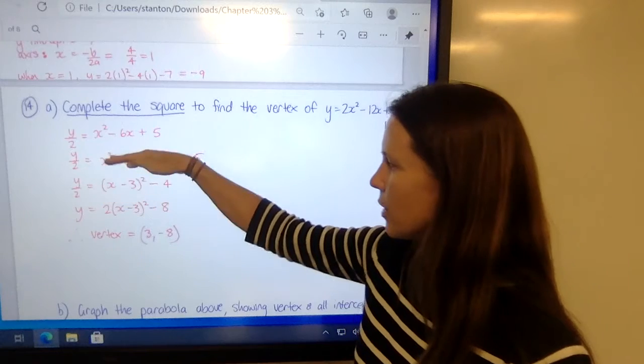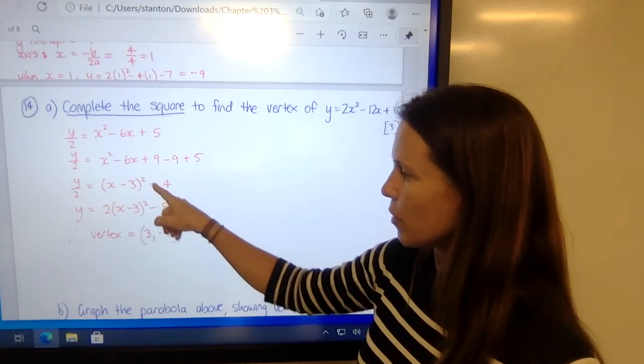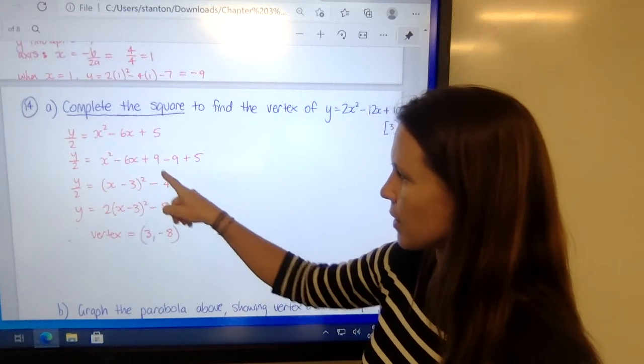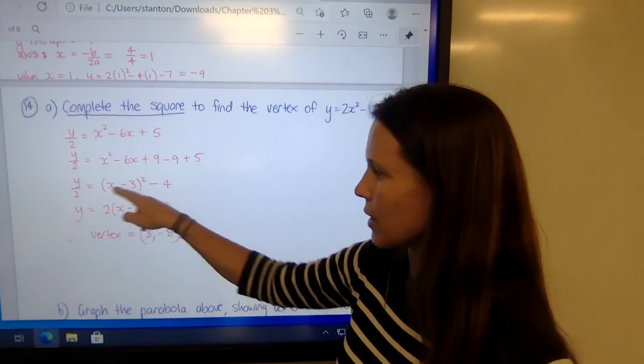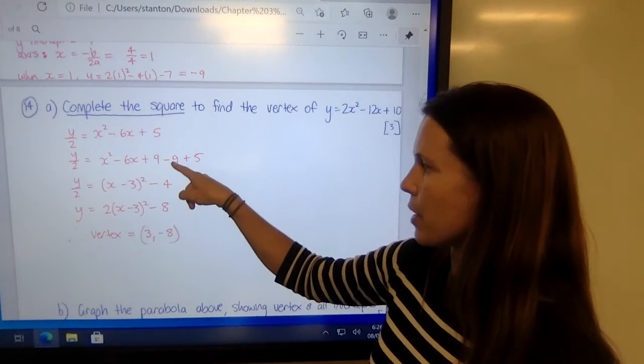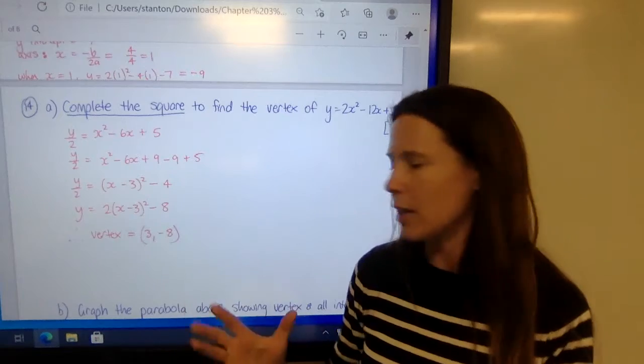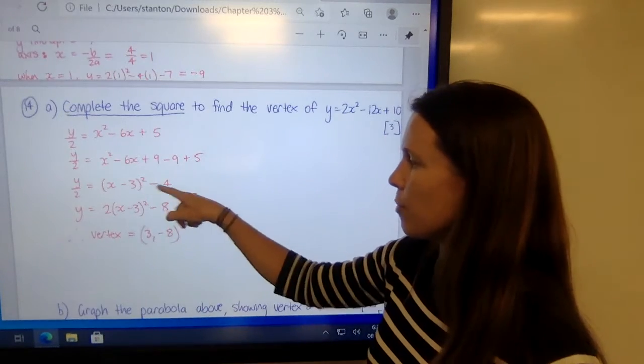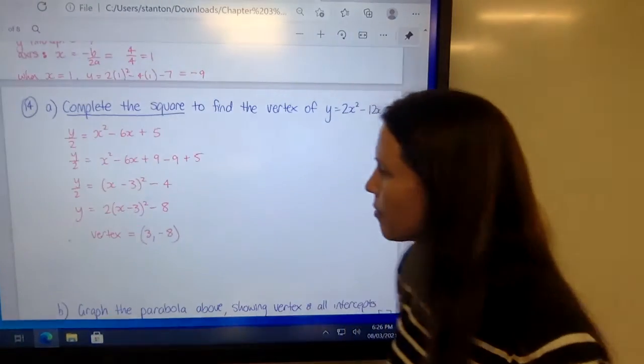Then check these 2 lines are the same. Now you wouldn't have put your minus 4 in yet. So at this point you'd say, well, these 3 terms are contained here. But I've got my minus 9 and my plus 5 still sitting on the end. And they add up to minus 4. So that's what you have.